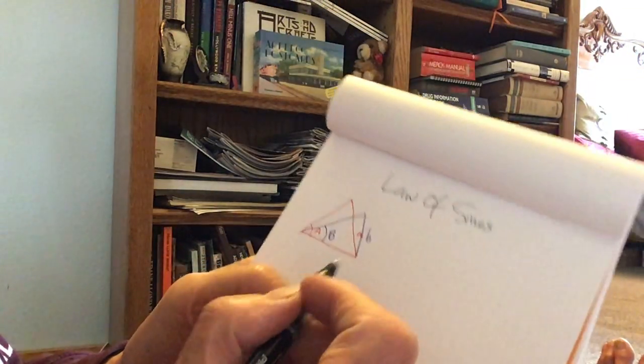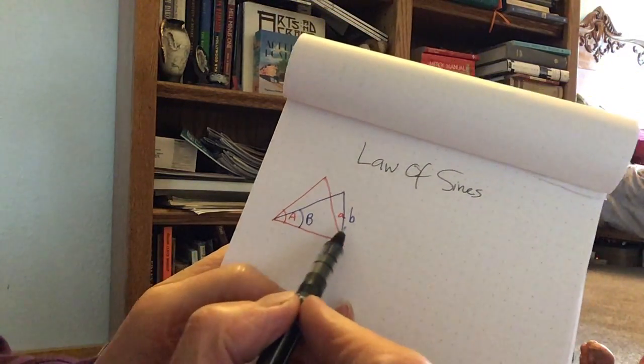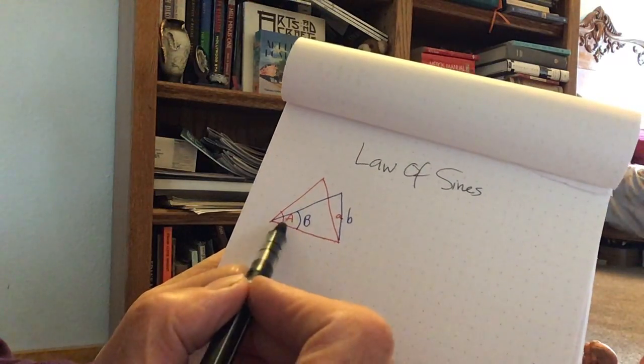Let me remind you of something. We're using a pretty standard convention. Capital letter is the angle, and the small letter is the side opposite. So B and b, A and a. That keeps us from getting confused.